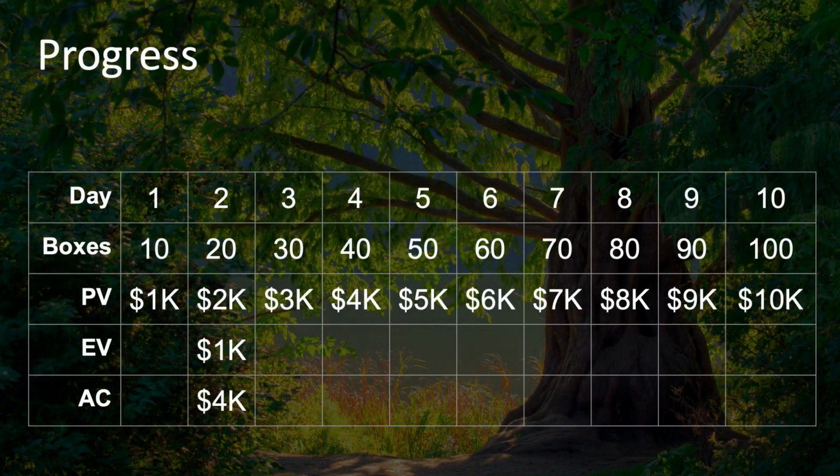So for example, if in this case it has cost $4,000 for what was planned at $1,000, the earned value is only $1,000. Now, the actual cost of what has been done so far is $4,000. This is known as the actual cost, or AC. The planned value of what has been done so far is $1,000. This is known as the earned value, or EV.